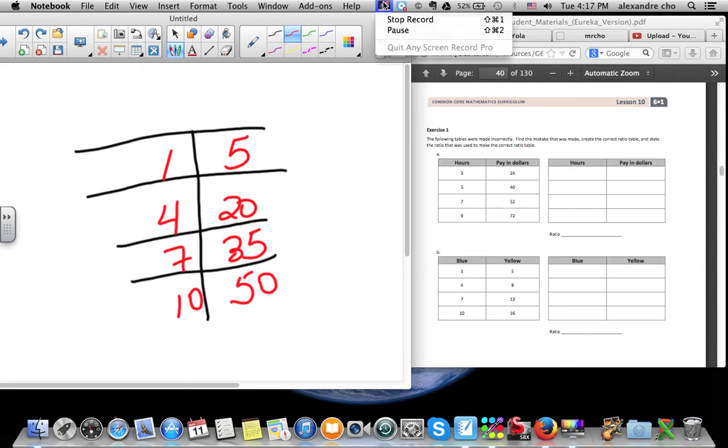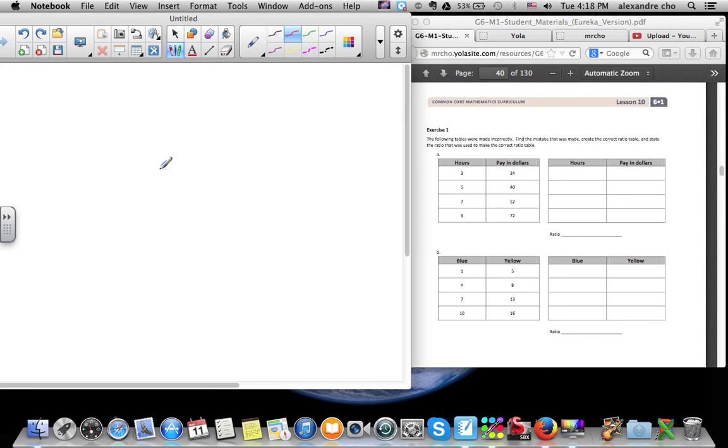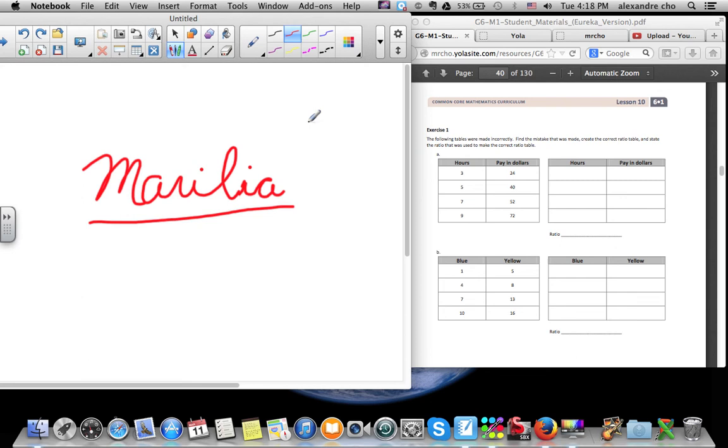Oh, let's make it interesting. So tomorrow, when I check to see if you did this, I want you to make sure that you have this word on top of your paper, loose leaf. Marilla. What does it mean? You'll find out tomorrow. But that's your secret word for tomorrow. All right? So, that's that. See you tomorrow.